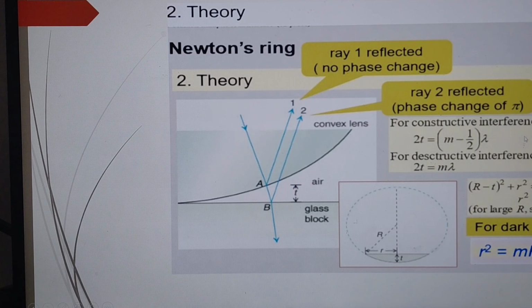For constructive interference, we already know that 2t, the thickness, equals (m minus 1/2) times lambda, and for destructive interference, 2t equals m lambda. We can put n in place of m also here, that is 2 mu t equals n lambda, where mu is the refractive index, and 2 mu t equals (m minus 1/2) times lambda. We can see this in class.